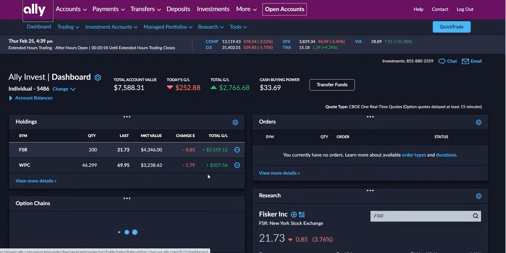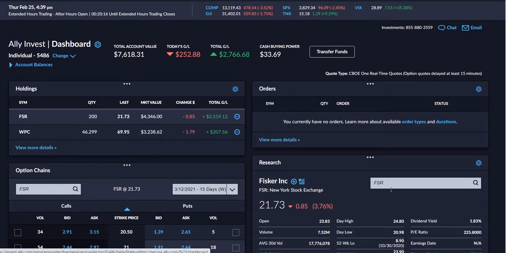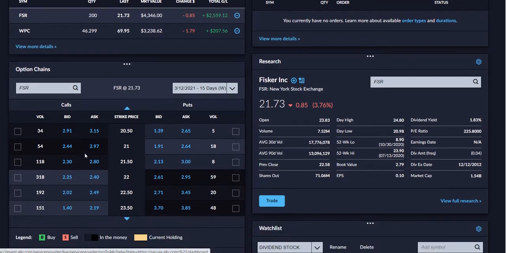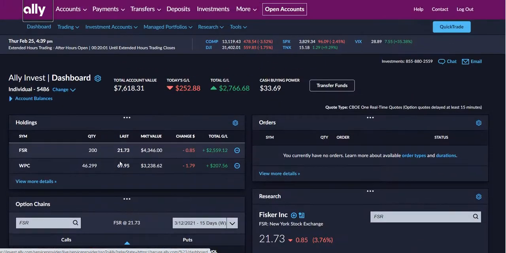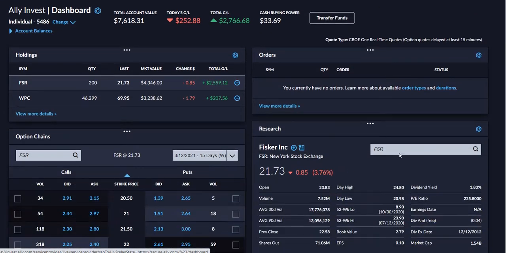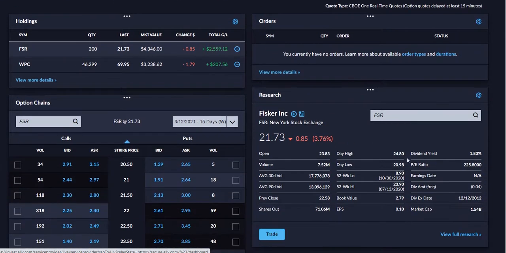When you go to dashboard, as you see here, you can put in any ticker for the research and it will automatically pull up the option chain for you to do your option trading right here. This is the most simplistic and easiest way, without doing any extra clicking, for you to execute an option contract. The second way is for you to put the ticker in over here on research and then go to view full research.